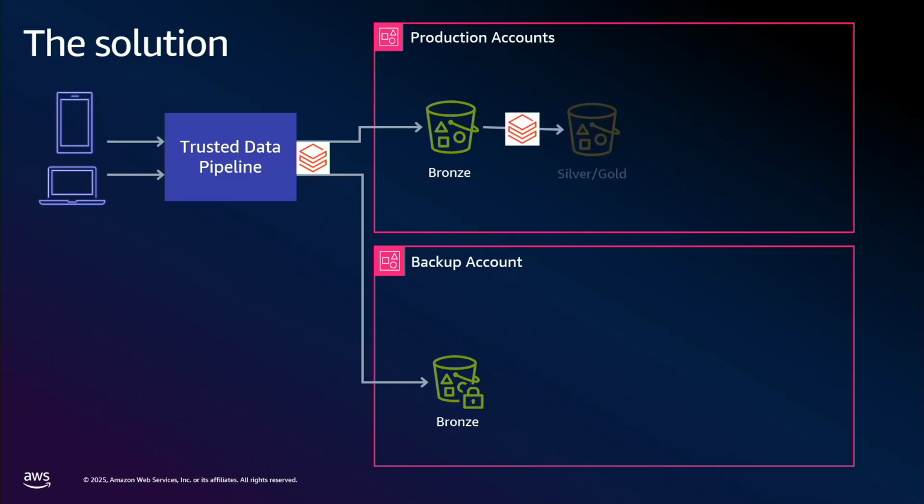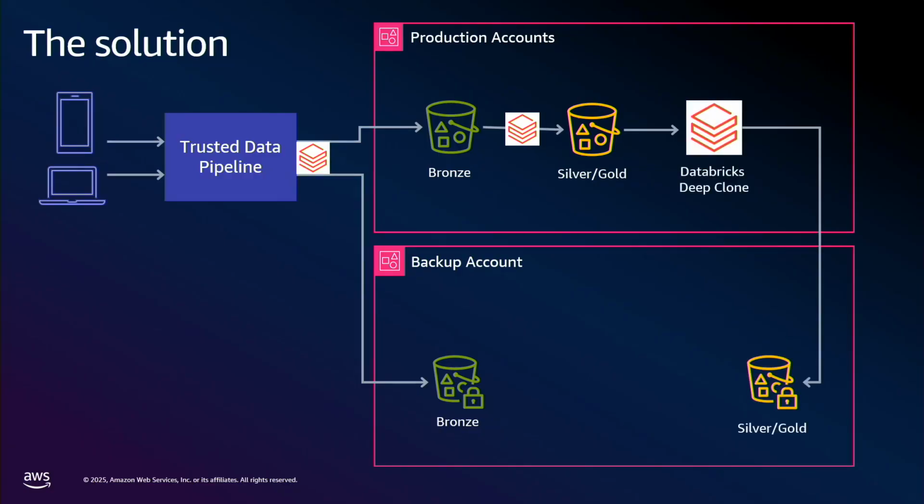Now, for silver and gold, it's a different story, because silver and gold are data sets that have been transformed on top of the bronze data set by applying business logic. And by the nature of it, they are highly mutable. So I'm sure every one of us has gone through those dreaded backfills, changes in the schemas again and again. So there's a life cycle that we need to maintain here, and we need to make sure that this all gets backed up. So for this, we chose Databricks Deep Clone.